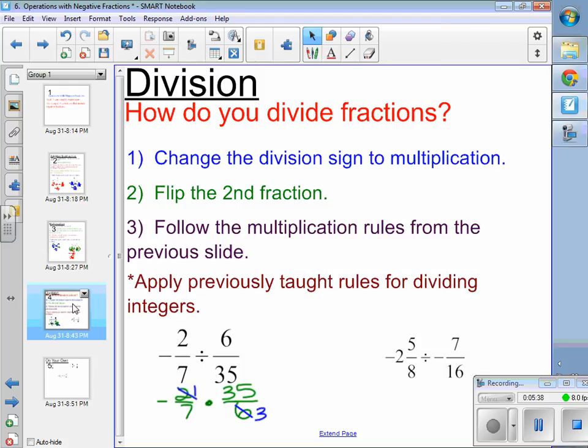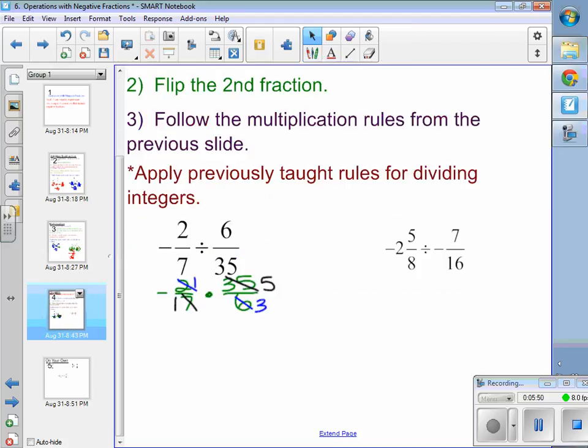I change my colors just so you guys can see what I'm doing. 7 and 35 both have a factor of 7, so we get a 1 and a 5. Okay, so now I multiply this out. 1 times 5 is 5. 1 times 3 is 3. And it was a negative times a positive, so it's negative. Again, you can leave this like this unless you're told otherwise, or you may be more comfortable with making it mixed, and you would still have negative, and it's going to be 1 and 2/3. Either one of those answers is fine if you're not told what to do with it.